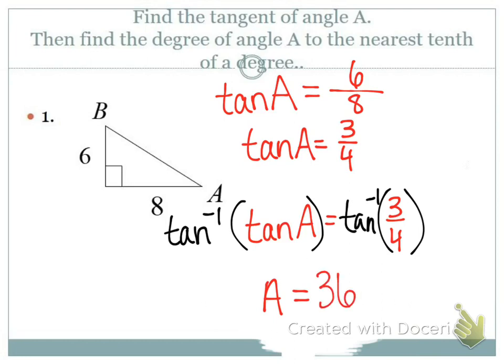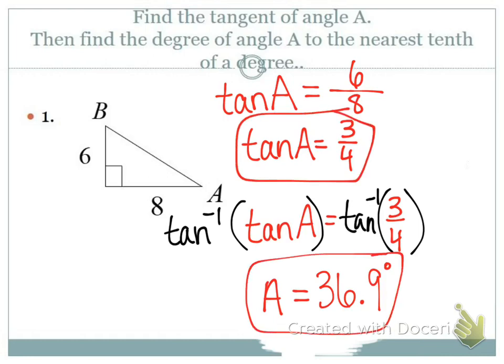All right, so we should have gotten 36.9 degrees rounded to the nearest tenth. So angle A measures 36.9 degrees. Don't forget your little degree symbol. Yes, it's your units. This question had 2 parts, so we should have 2 parts to our answer.